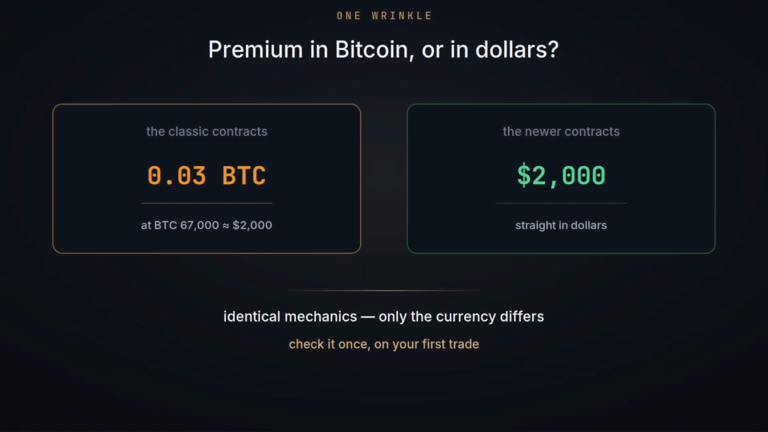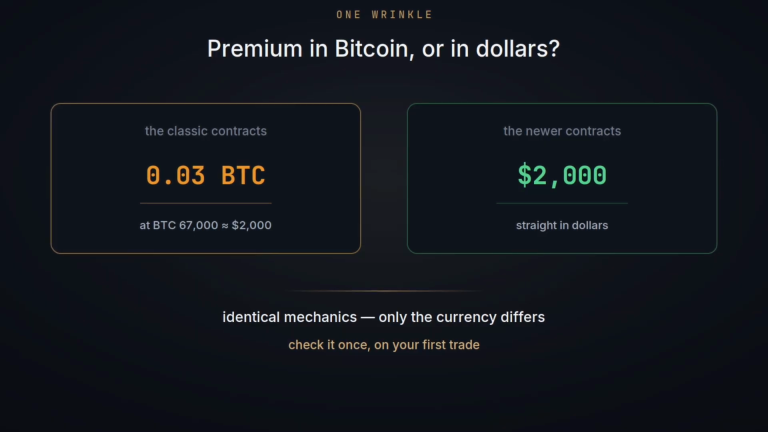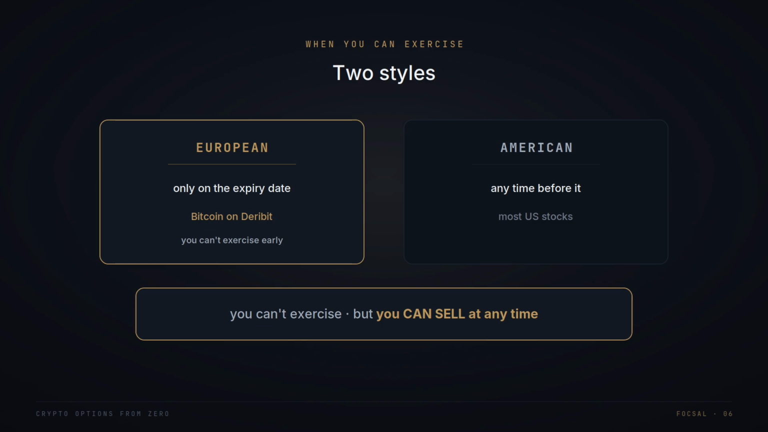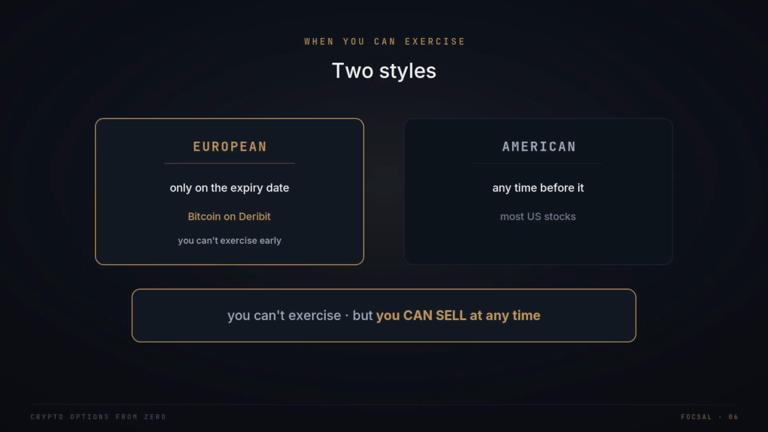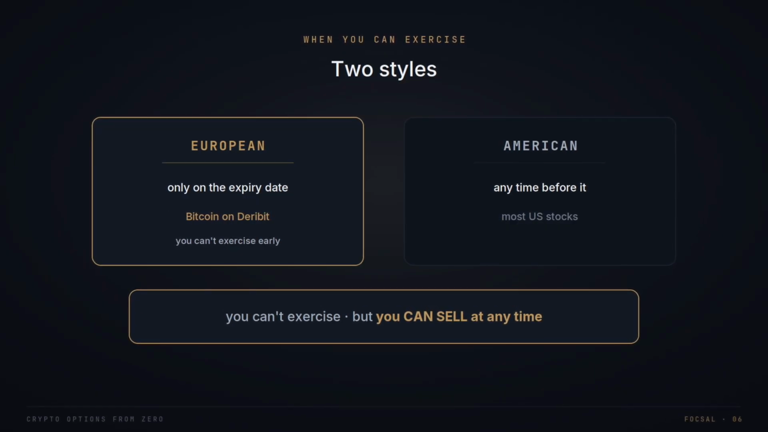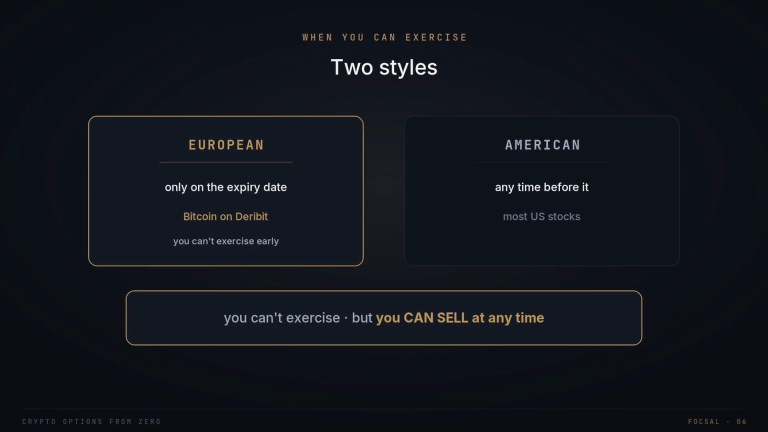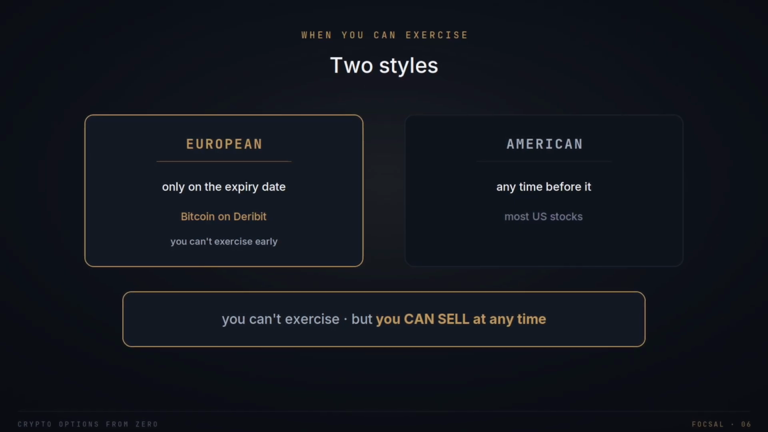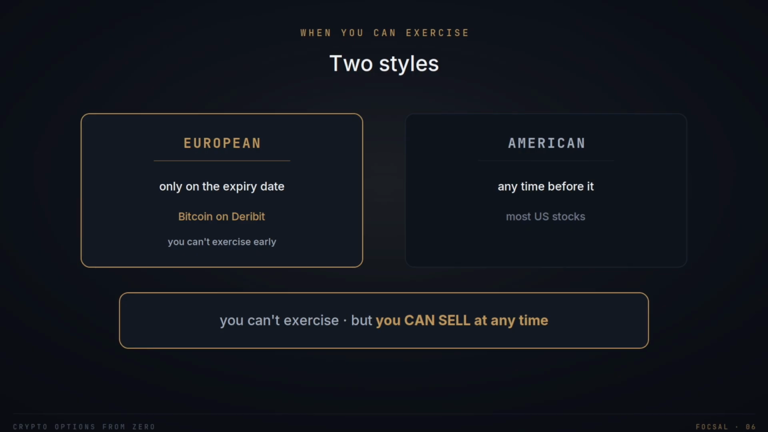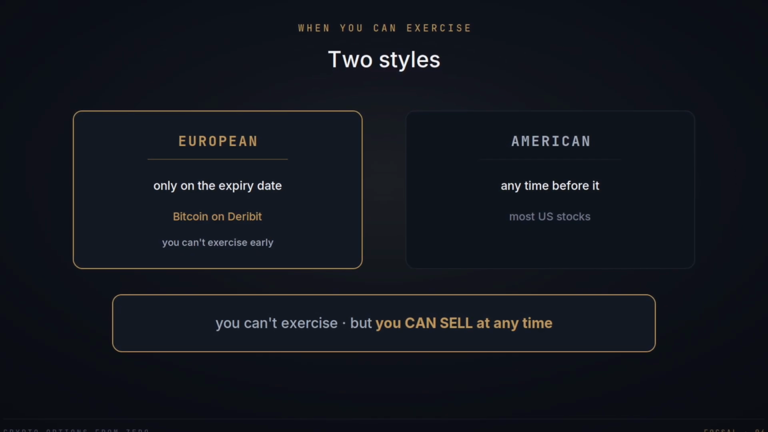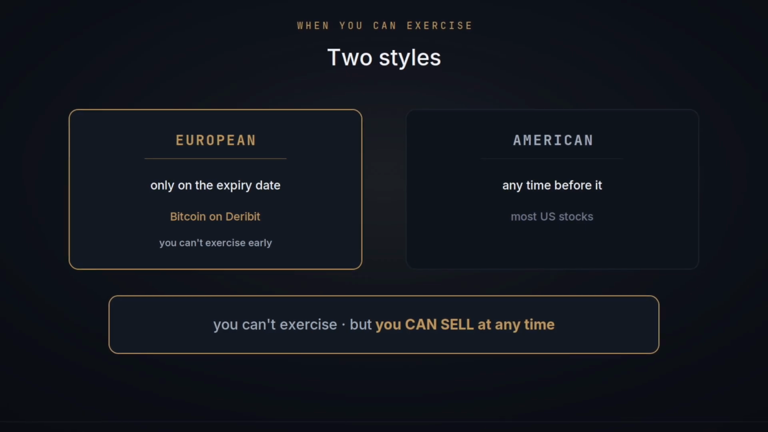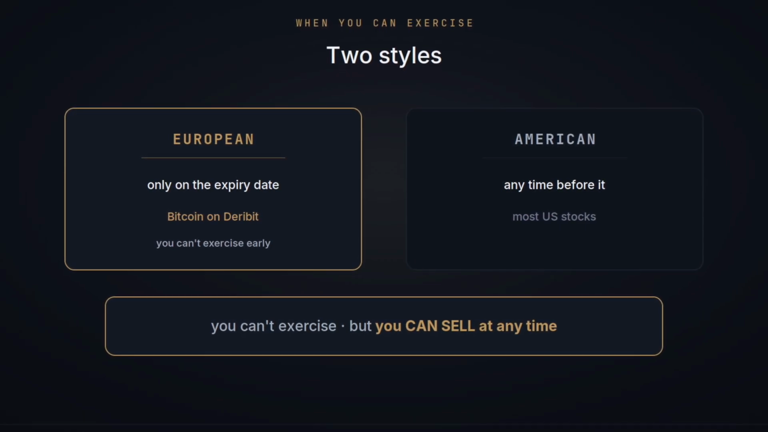Fourth thing, what actually happens on expiry day? Start with when you're even allowed to exercise an option. There are two styles: European, you can only exercise on the expiry date itself, and American, anytime before it. Bitcoin options on Deribit are European, so you can't exercise early. But careful, because this is where people get confused. You can't exercise early, but you can sell at any time. Those are two completely different things.